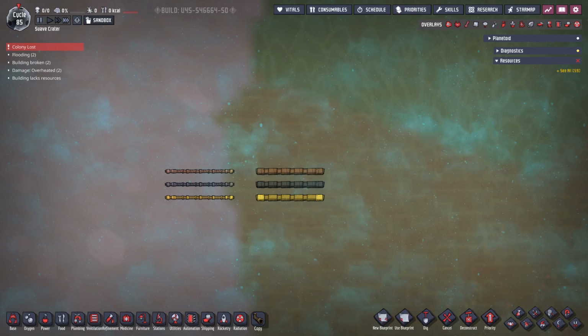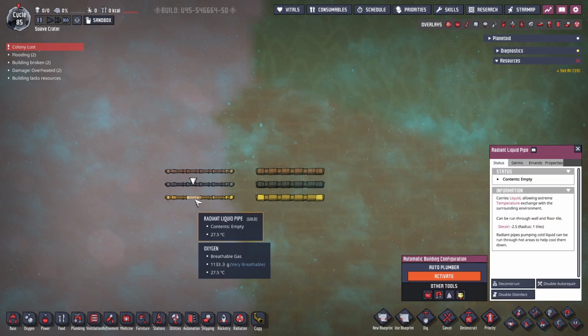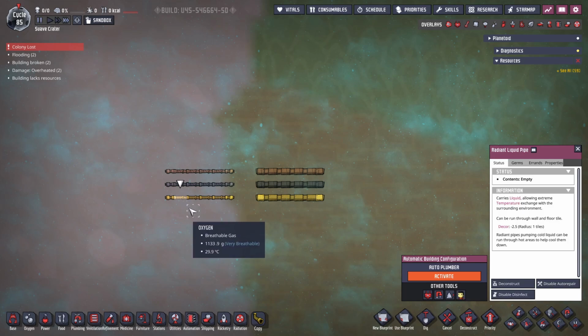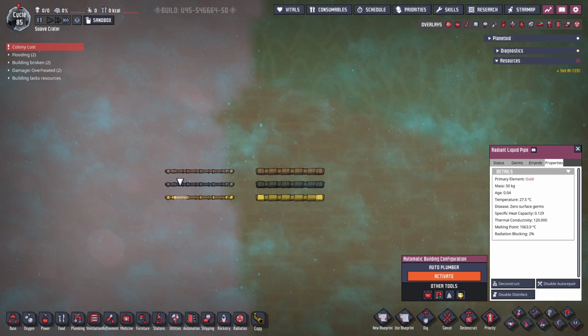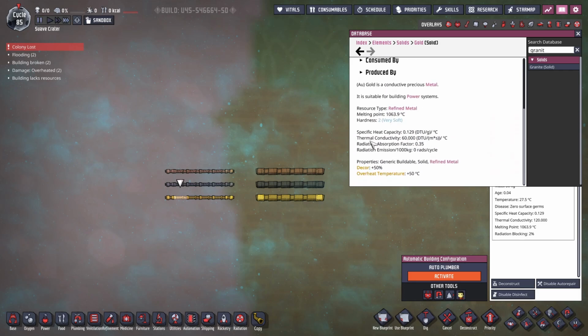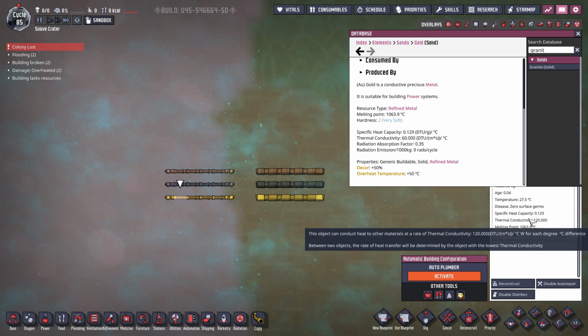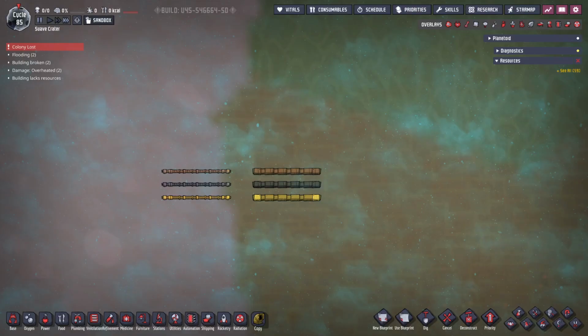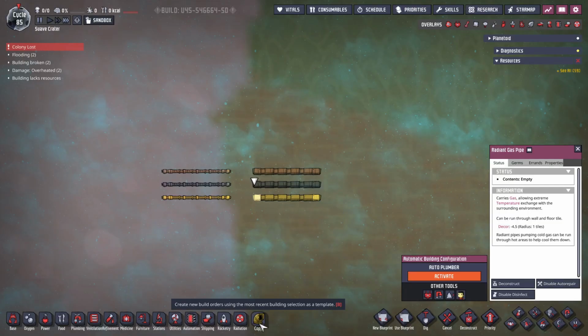We've seen how to decrease the thermal conductivity of a pipe, but we can also increase it. And to do that, we will need to use radiant pipe. So that's the pipe here in yellow that you can see at the bottom. This pipe will double the thermal conductivity of the material that it's using. In our case, we use gold, and we can see that our radiant liquid pipe has a thermal conductivity of 120. So now if we look at the properties of the gold, we can see that it has a thermal conductivity of 60, which is basically half of the thermal conductivity that our radiant liquid pipe has. The radiant gas pipe works the same way, but the radiant gas pipe cannot be built with the same material.